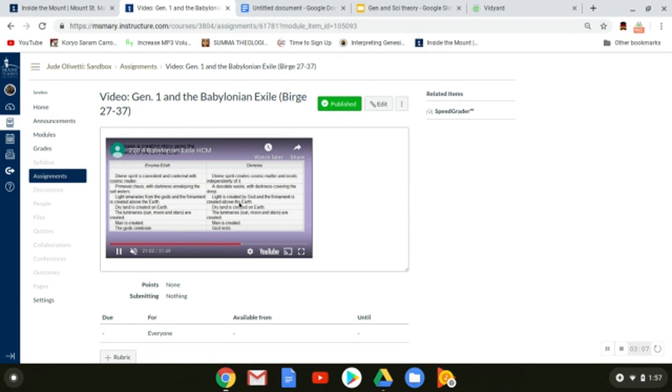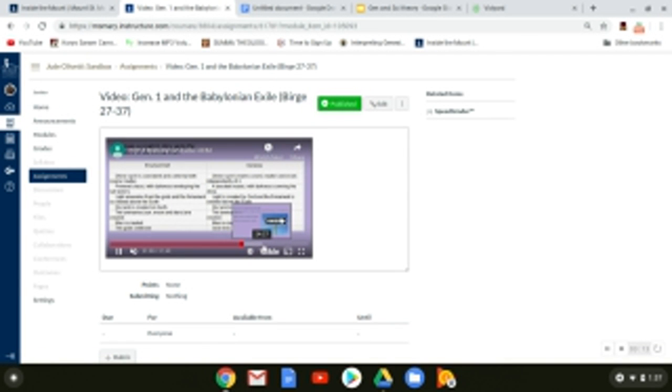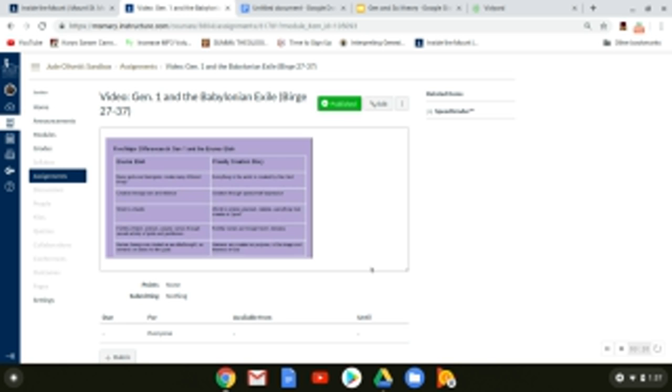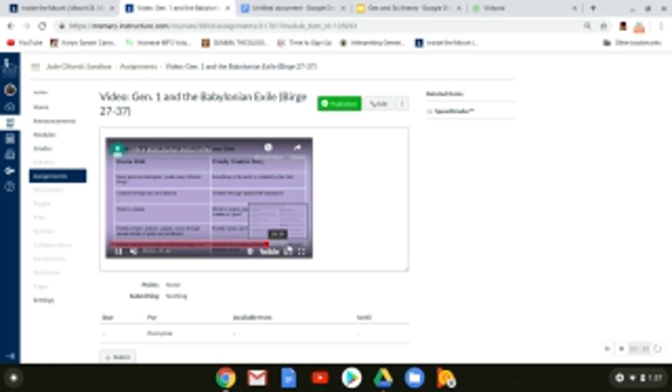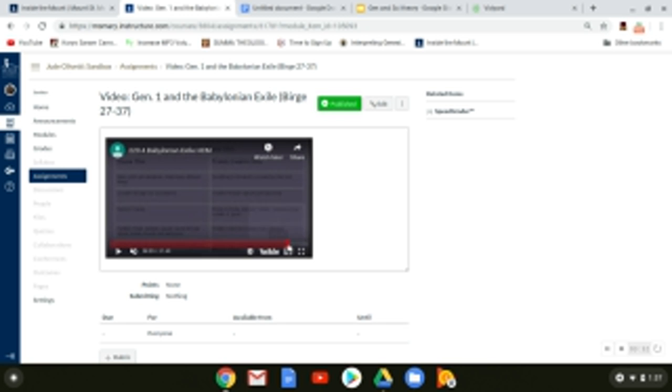And then there's a very nice table here to help you see the similarities. And then another one to work with the differences. You know, why they changed it, what they were trying to say with these changes.